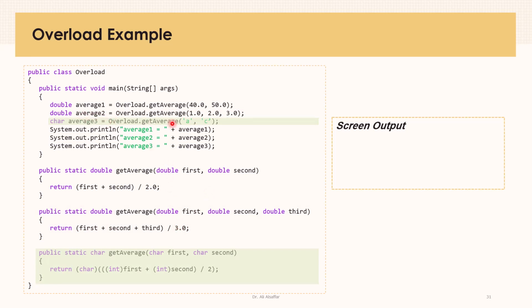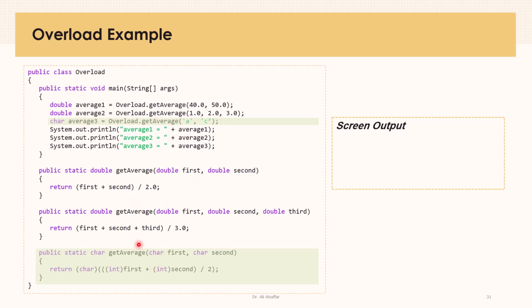Now for average3, the input parameters are characters. Therefore, the compiler will try to find the appropriate method by matching the parameters. And since the first two definitions don't have character input parameters, it will find that the third method has two input characters, therefore it will match it and call it, and the return value will be saved into average3.